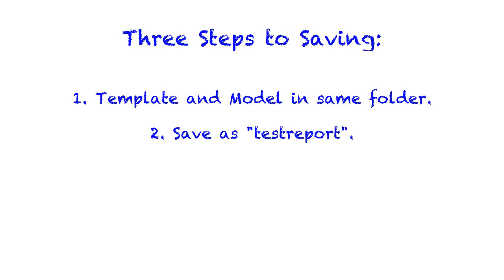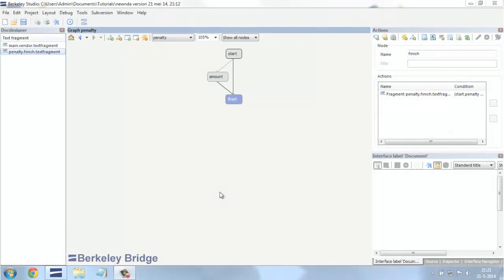Currently, the Berkeley Studio Document Designer only supports RTF files. This is why you will have to save your document as a .rtf file. For the final step, close the Word window and enlarge the studio again. Save and run the model.